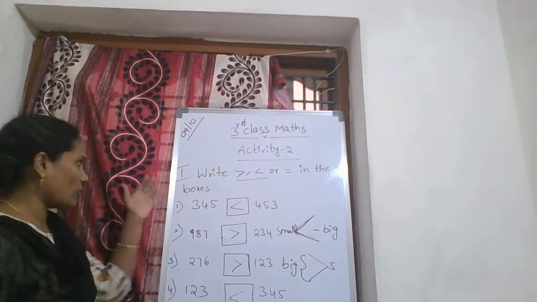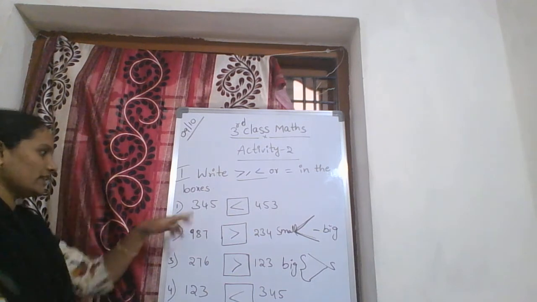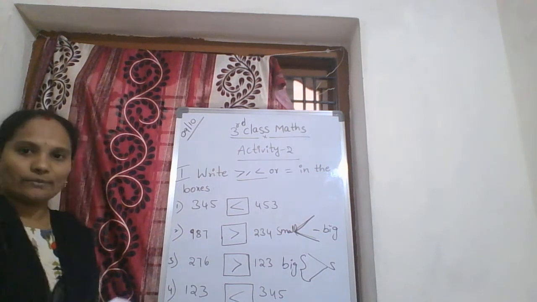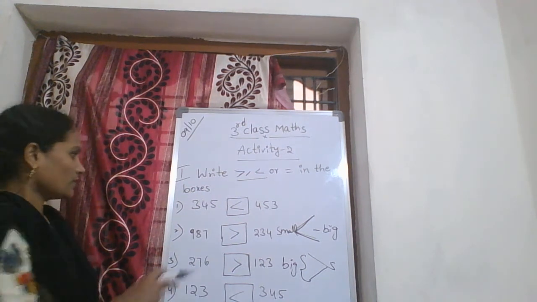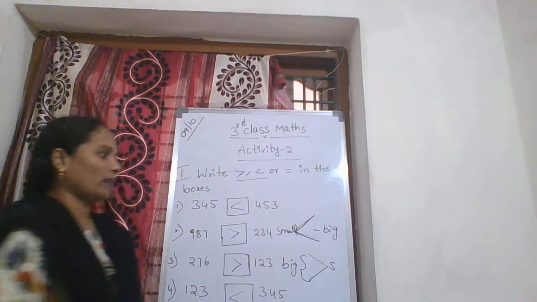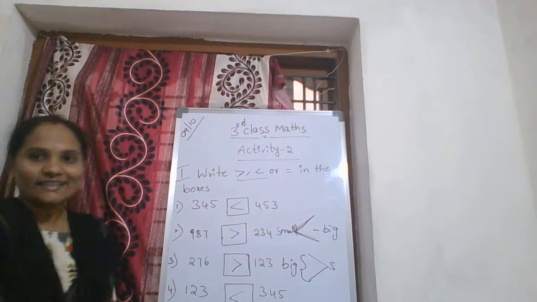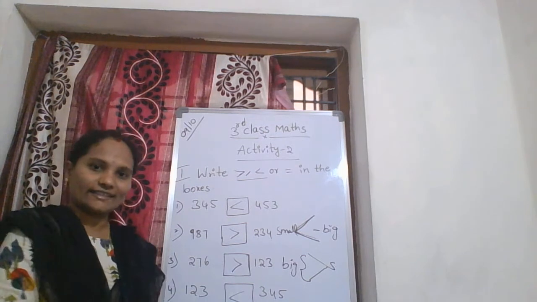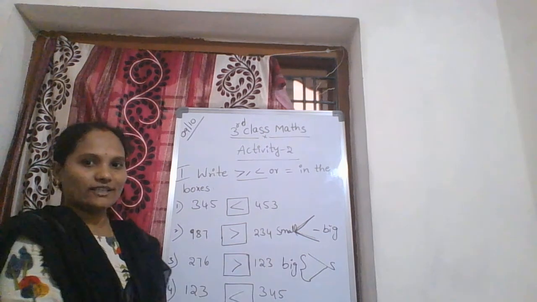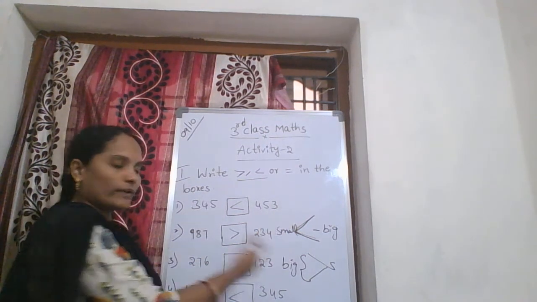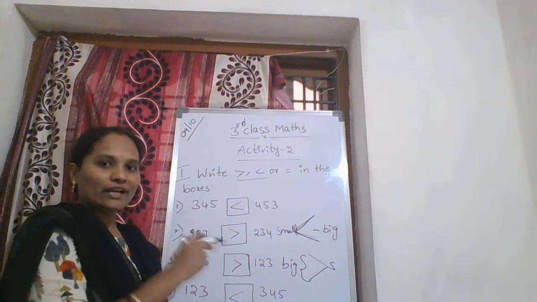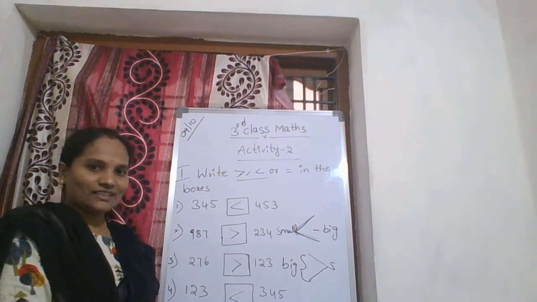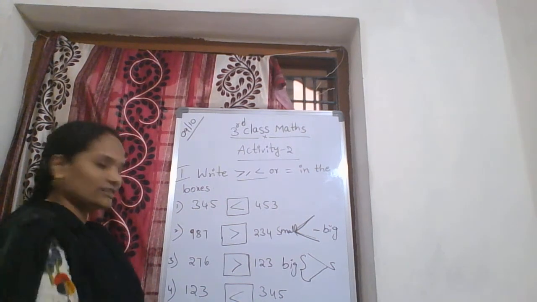Okay, children. Now copy this all. These are 3 digit numbers. Let's see in the next one 4 digit number comparing. Keep these both in your mind: L for less than, another one is greater than. You can easily identify which is the less than and which is the greater than. And in both symbols, the opening side always gets the big number. And the closing side, the small number. This is an easy method. Please copy this.